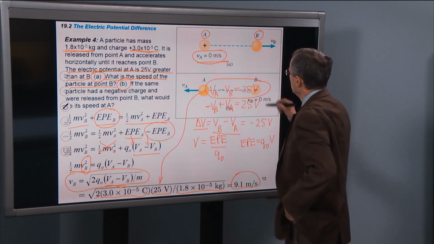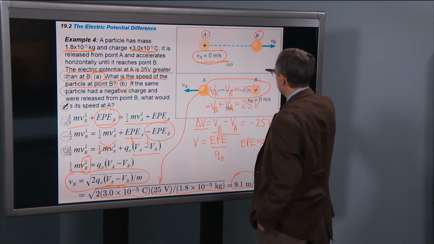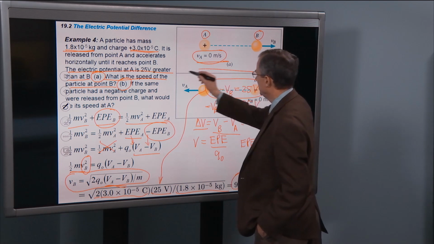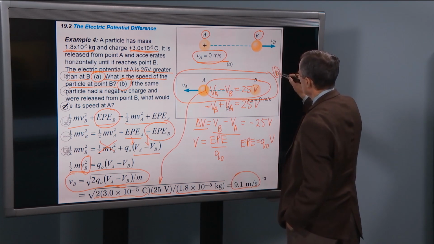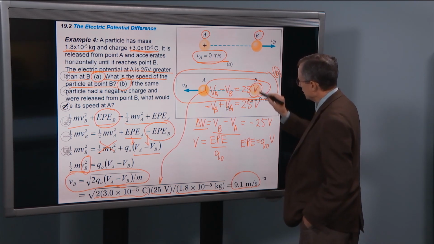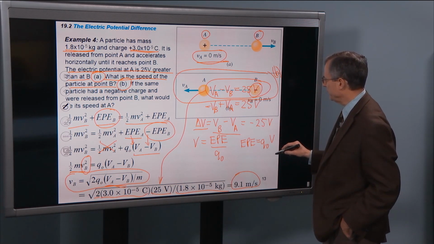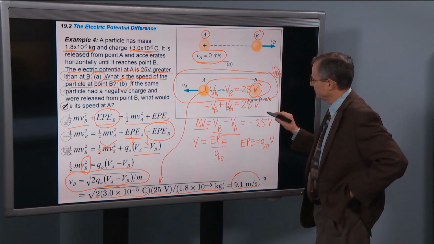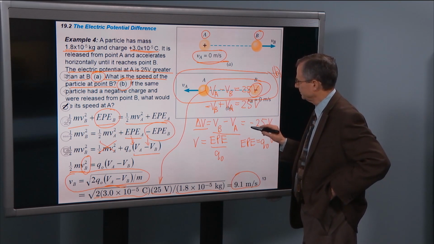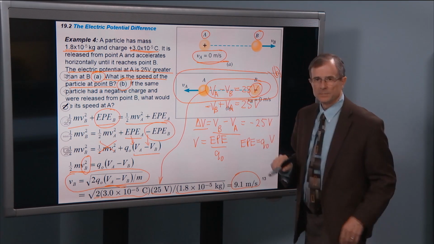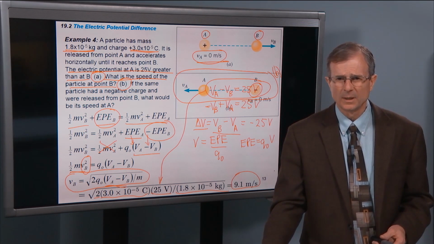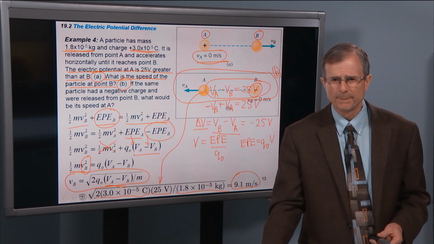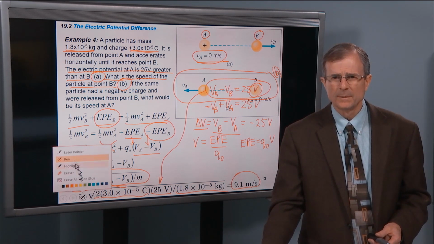Okay? So now we're going to look at this from the other direction. Here's the scenario for part B of the problem. So we're going to talk about a negative charge here at point B. And let me see if I can get rid of some of that writing so we can actually see what we're doing. Eraser.